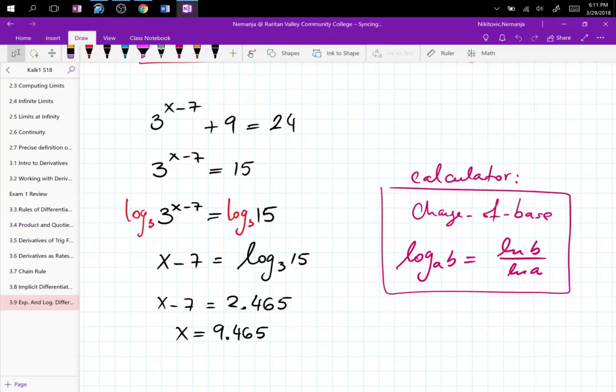Now, if you care, you will take that answer, plug it up there, and make sure that it works. So let's do that in the calculator. I have 3 raised to the open parenthesis x, which is 9.465, minus 7, closed parenthesis, and then plus 9. When I do this, as a check, plug in x equals 9.465.